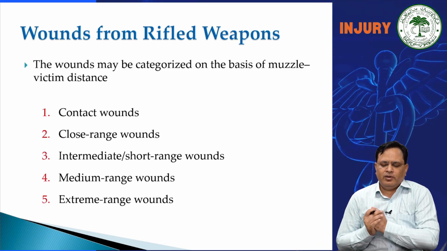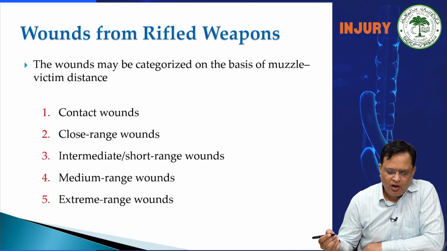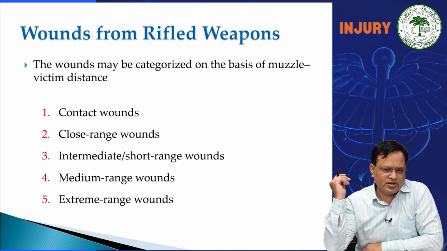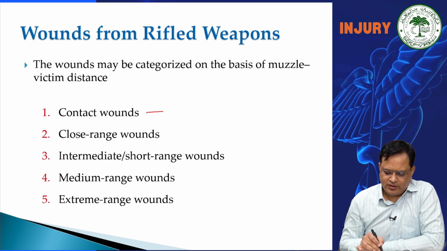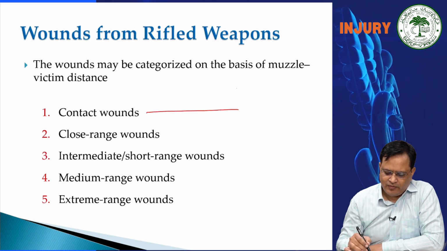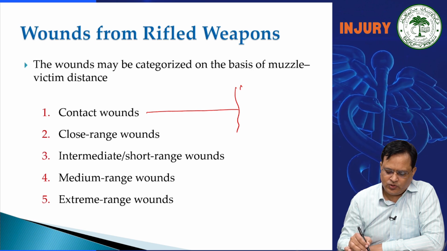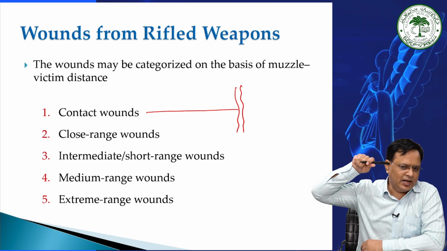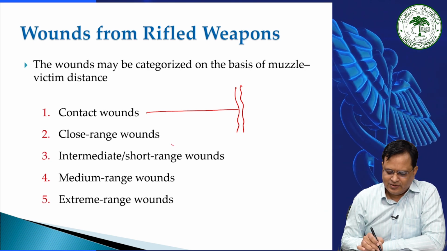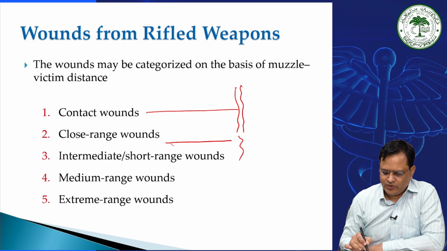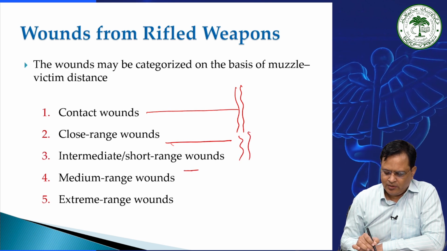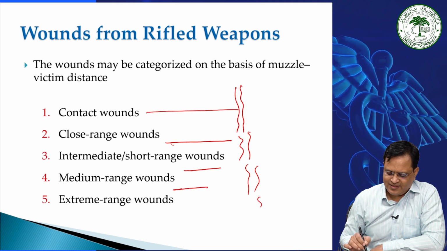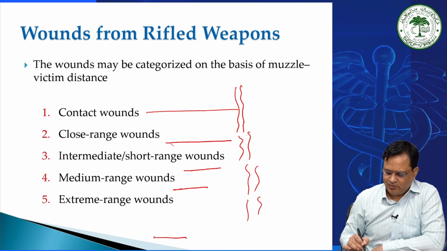Wounds from a rifle weapon. It is very important for us to know how many types of wounds are caused. Contact wound means the barrel is in contact with the tissue, completely in contact like this. Close range, a slight distance from the tissue. Intermediate, a lot more distance. Medium range, even more distance. Extreme range, a lot more distance.